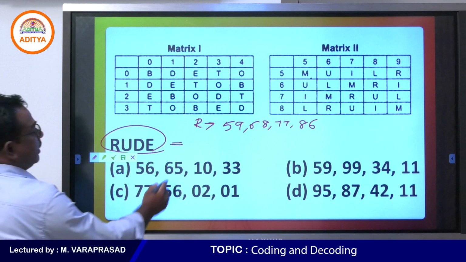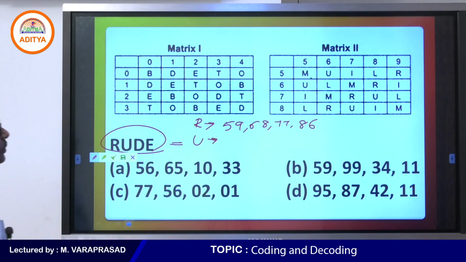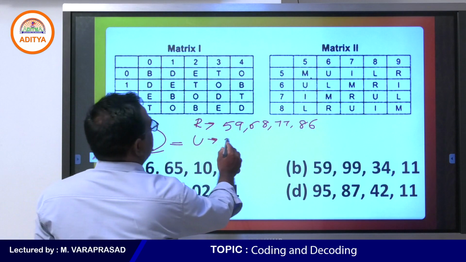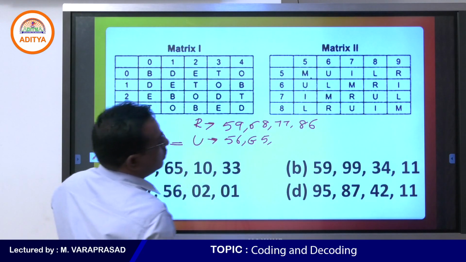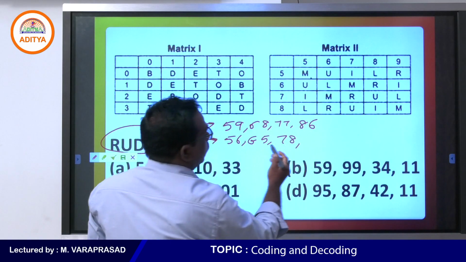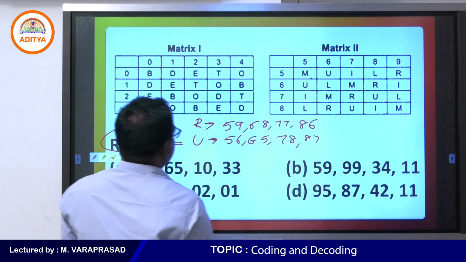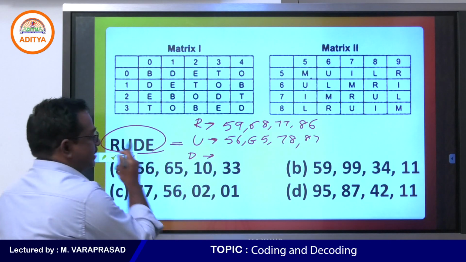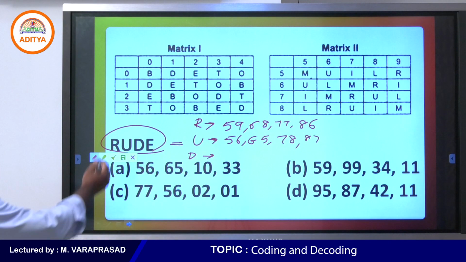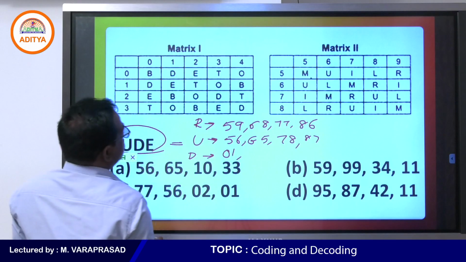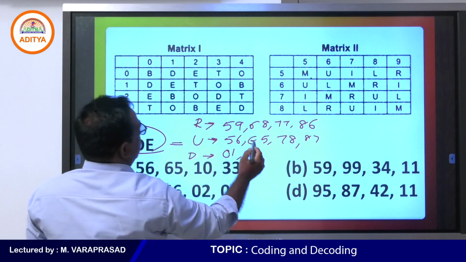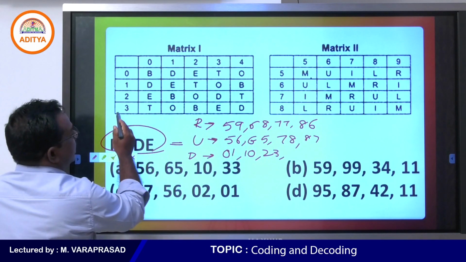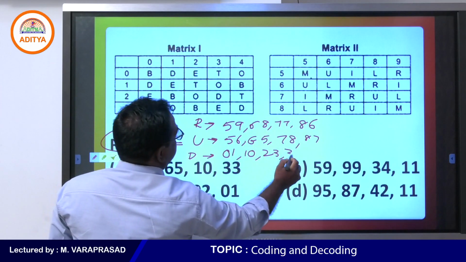Next one, U can be written in how many ways? U 56. Next one U 65. Next one U 78. Next one U 87. Next, D can be written in how many ways? Here D is 01. Next D can be written 10. Next D is 23. Next D is 34.